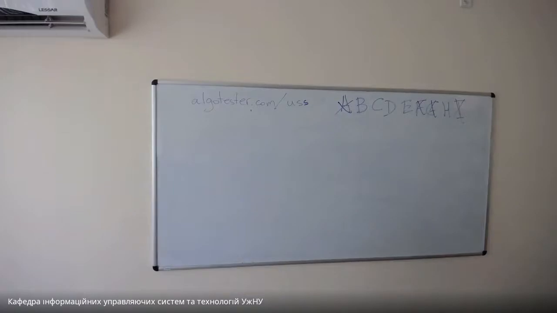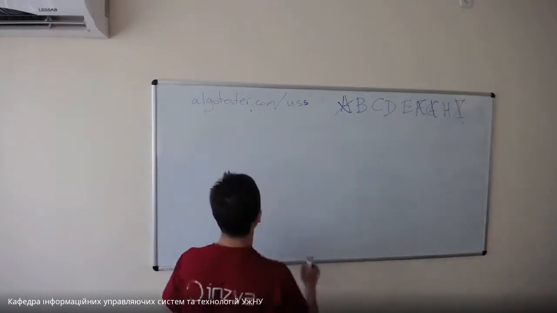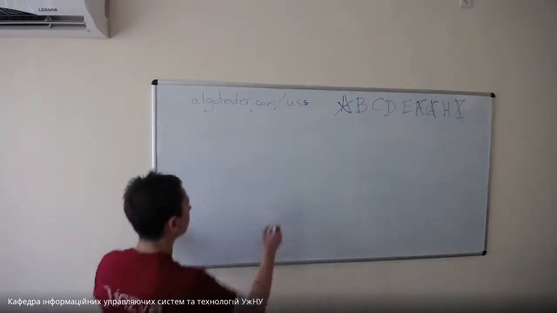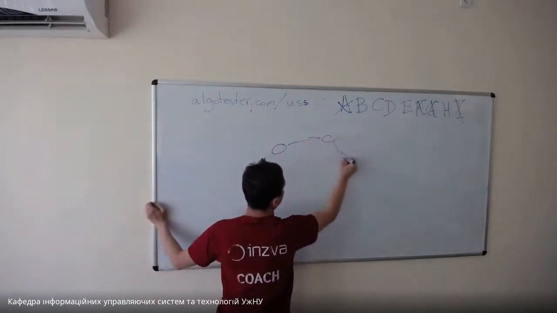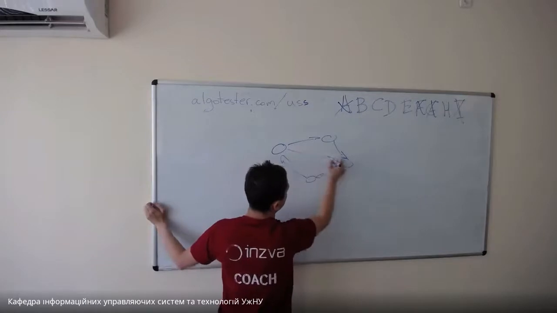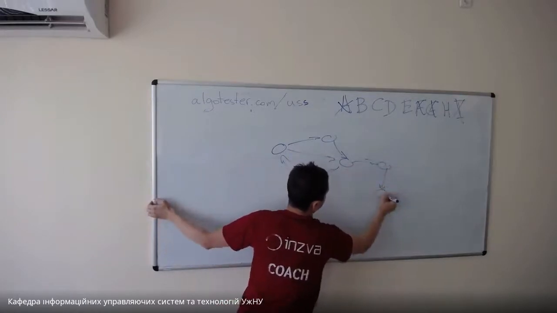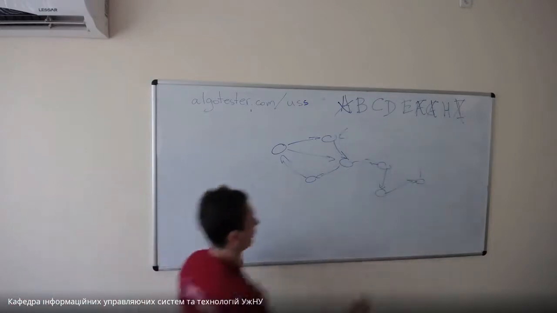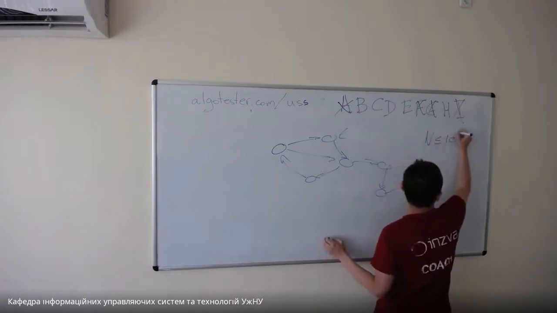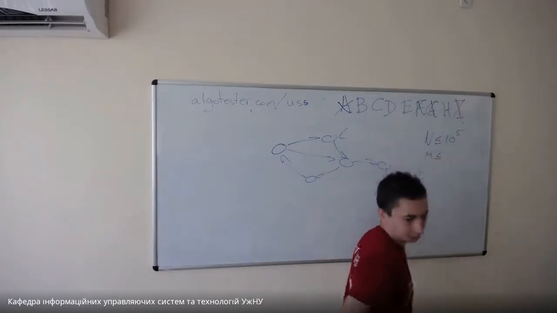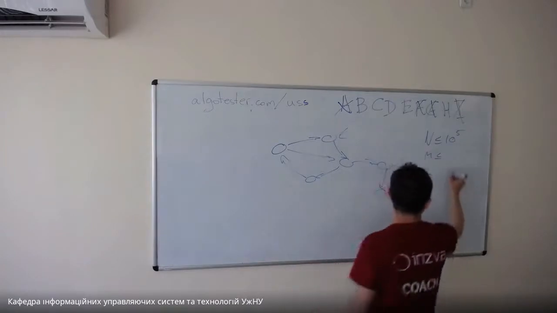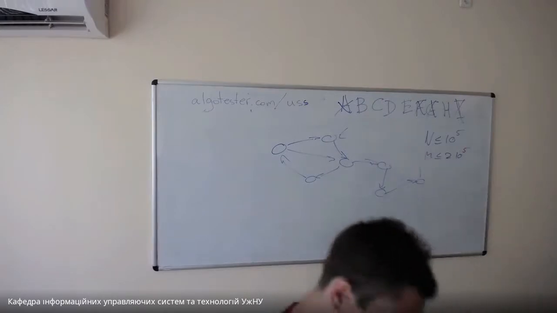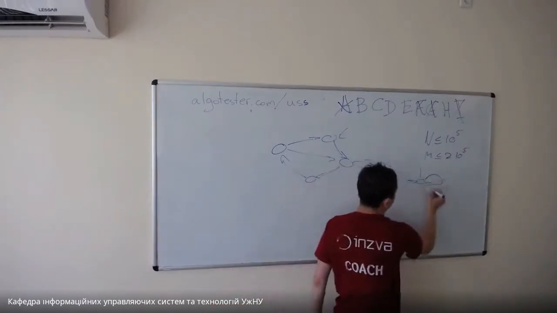The next one is problem C, 0 cycle. In this problem, we had an oriented graph. And the number of vertices was up to 10 to the 5th. Number of edges was up to 2 times 10 to the 5th. And it was guaranteed that there are no loops.